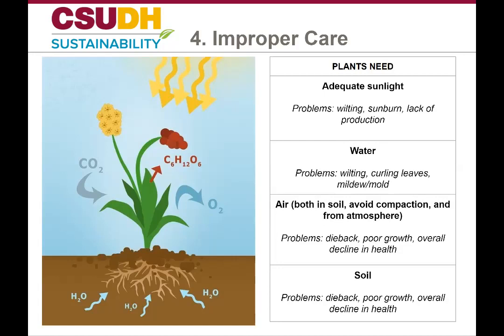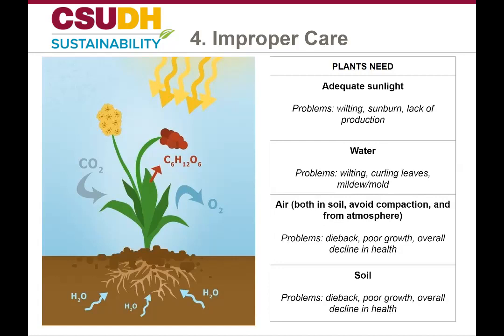So the problems that are associated with not providing these things include, for example, not providing adequate sunlight at the right levels, could include wilting, either because it's too hot or it's not getting enough sun. You can also get sunburn if you've got too much sunlight, and just a lack of production if there's not enough sunlight to keep it going.